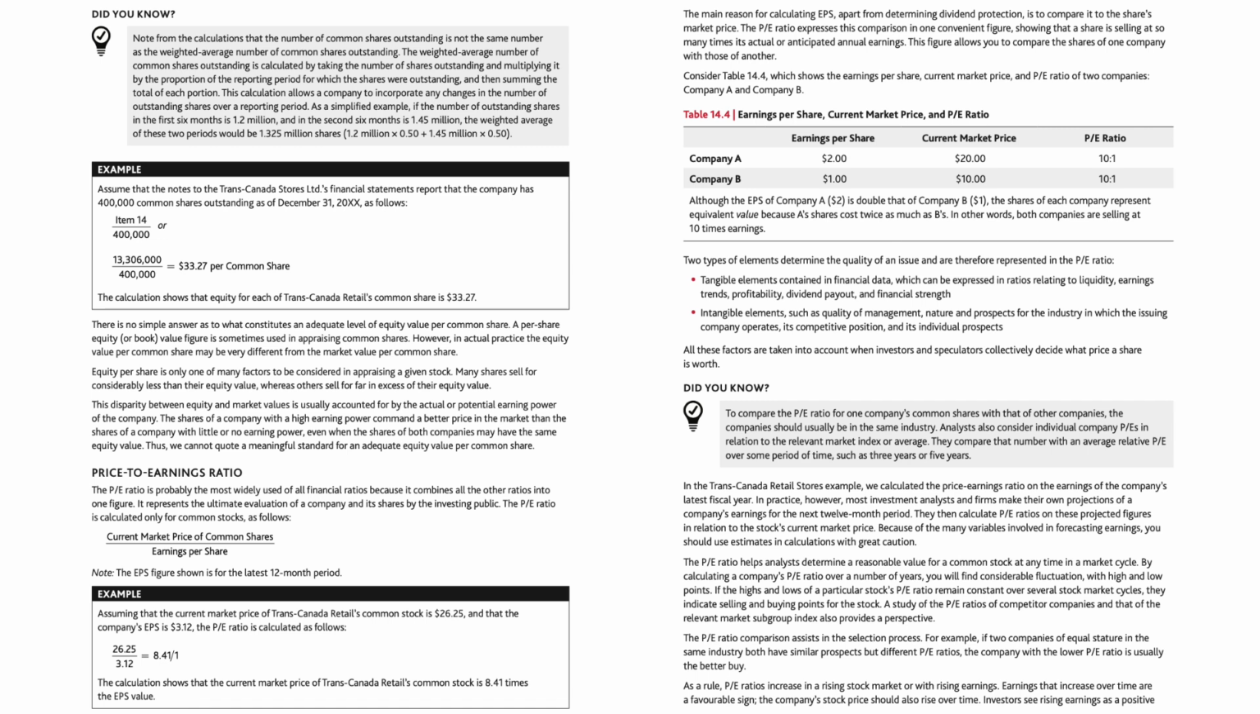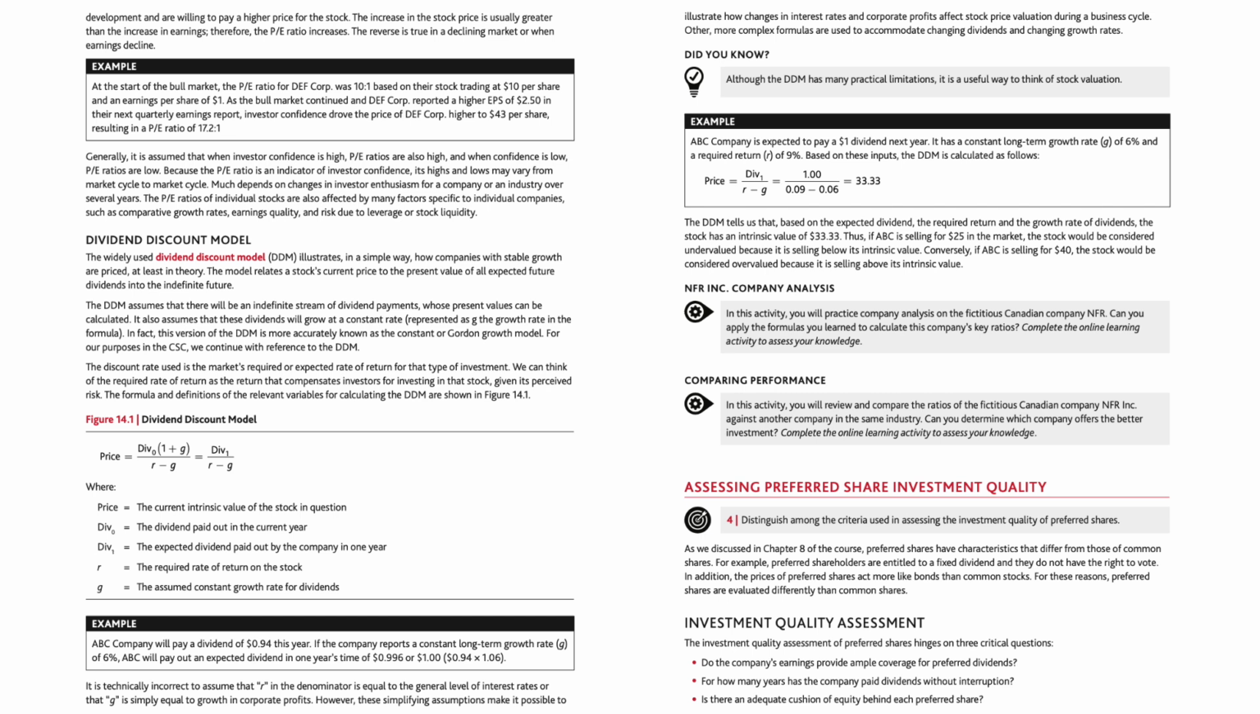For example, if two companies of equal stature in the same industry both have similar prospects but different P/E ratios, the company with the lower P/E ratio is usually the better buy. As a rule, P/E ratios increase in a rising stock market or with rising earnings. Earnings that increase over time are a favorable sign. The company's stock price should also rise over time. Investors see rising earnings as a positive development and are willing to pay a higher price for the stock. The increase in the stock's price is usually greater than the increase in earnings, therefore the P/E ratio increases. The reverse is true in a declining market or when earnings decline.